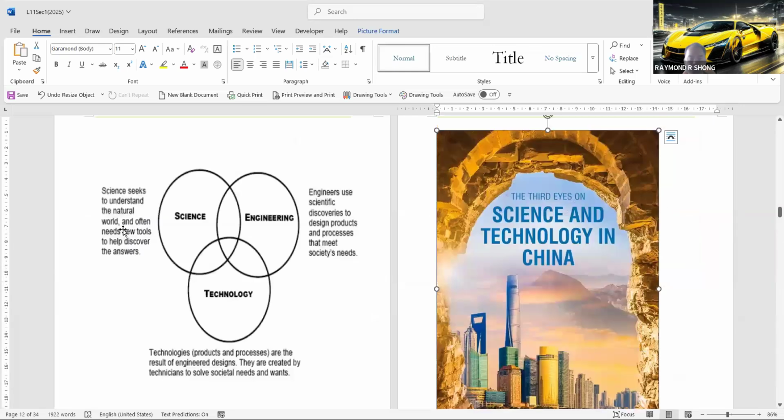Science seeks to understand the natural world, and often needs new tools to help discover the answer. New tools, right? So this is where engineering uses scientific discovery to design products and processes that meet society's needs. And technology itself, products and processes, are the result of engineered design. They are created by technicians to solve societal needs and wants.